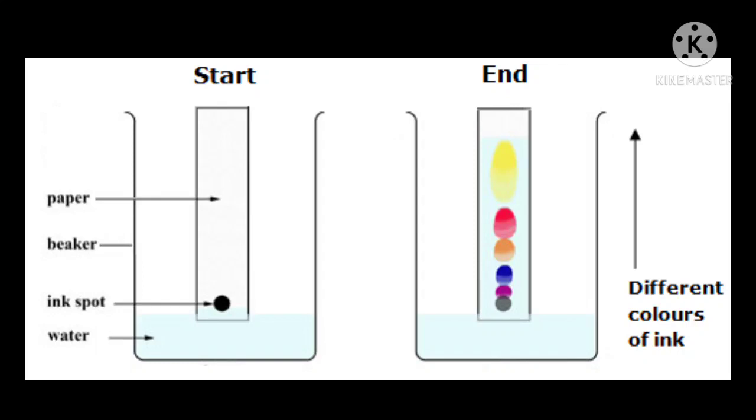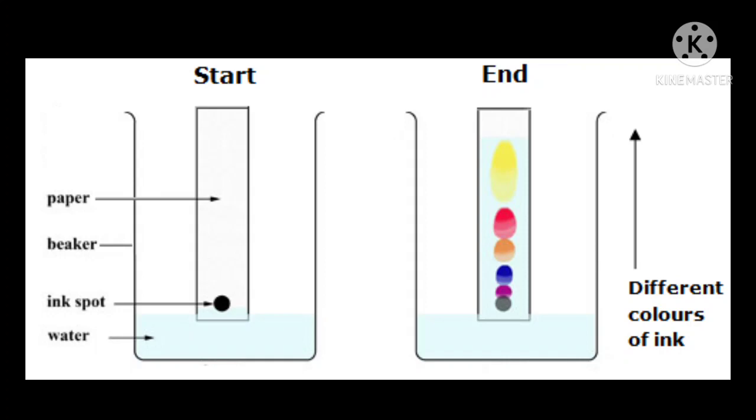Now we start an activity. You can see in figure 1, one strip of paper is dipped in water. You can take chromatography paper or filter paper and put a mark at the end of the paper and dip it into the water. Not just dip, it should only touch the water surface.